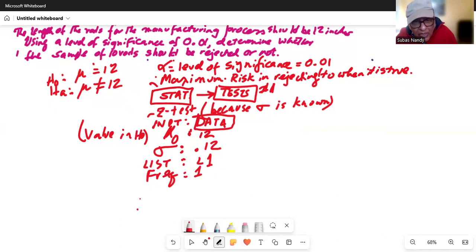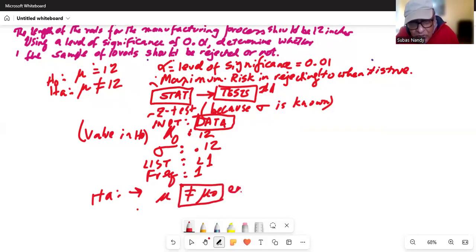What is my alternate? Next line is H sub A. It is mu not equal to mu 0. So bring the cursor on not equal to mu 0 and hit enter. It should be flashing on not equal to mu 0 because that's what my alternate is. Okay, and then we will calculate.